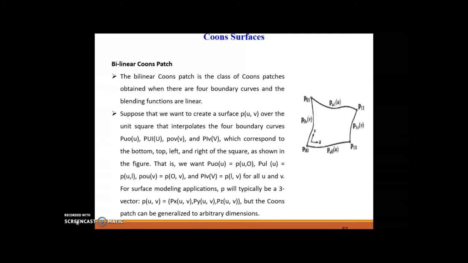That is, we want P(u,0) to be equal to P0(u), P(u,1) equal to P1(u), and so on for all u and v. For surface modeling applications, P will typically be a 3-vector. This is an important thing. In generalized surface modeling applications, we require P to be a 3-vector. That's P(u,v) equals Px(u,v), Py(u,v), Pz(u,v). So Px, Py, Pz are the 3-vector components. But the Coons patch can be generalized to arbitrary dimensions.